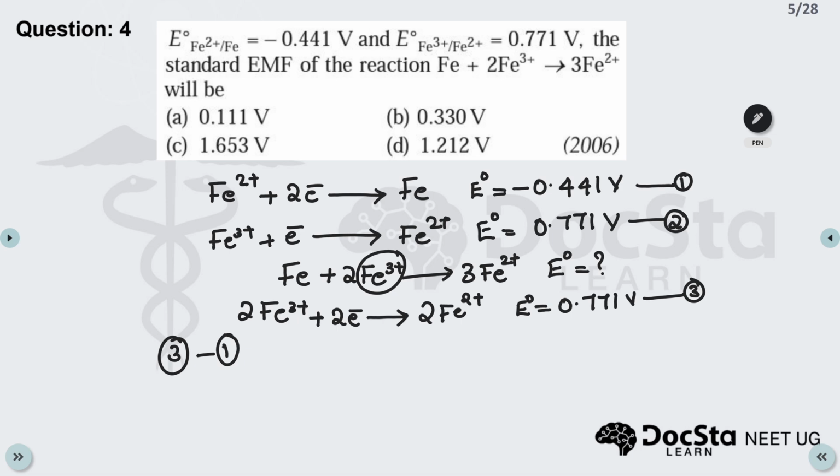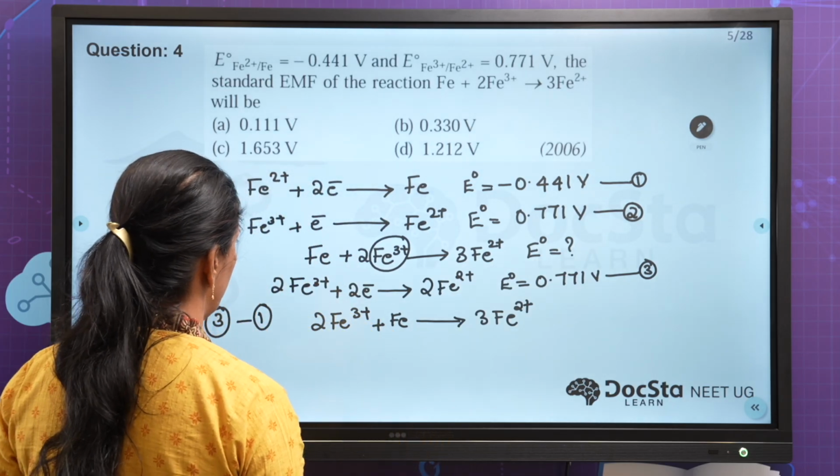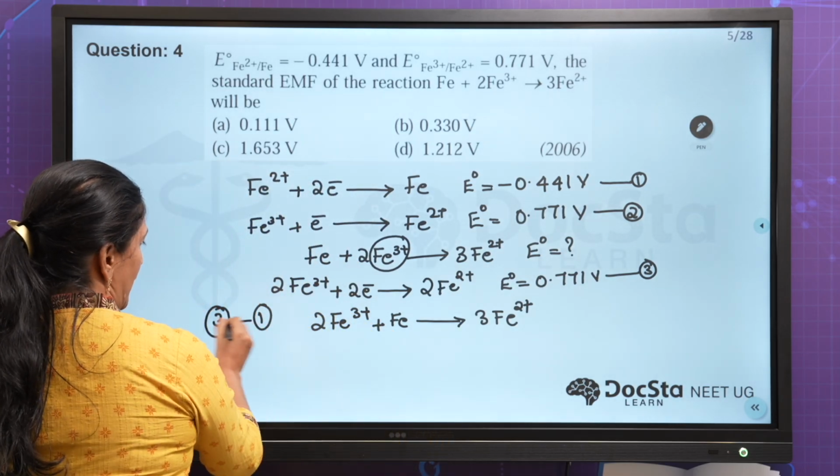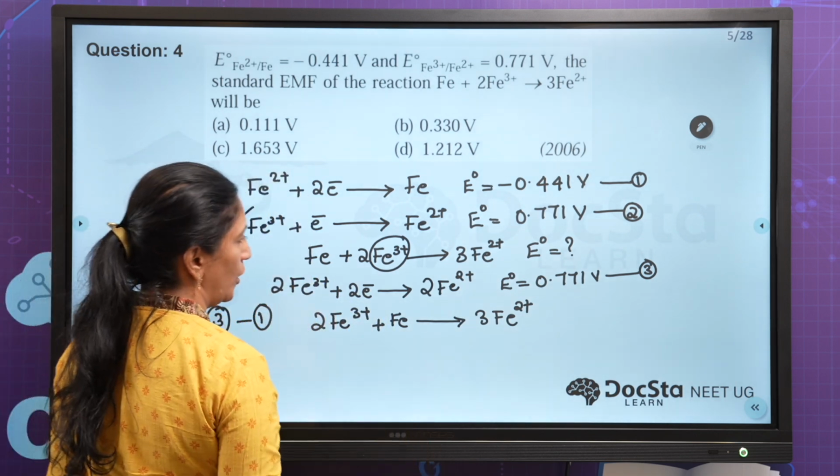We get the value as 2 Fe3 plus plus Fe gives 3 Fe2 plus, isn't it? We get the required equation. So subtracting 1 from 3, we have arrived at the required equation. So what we have done?